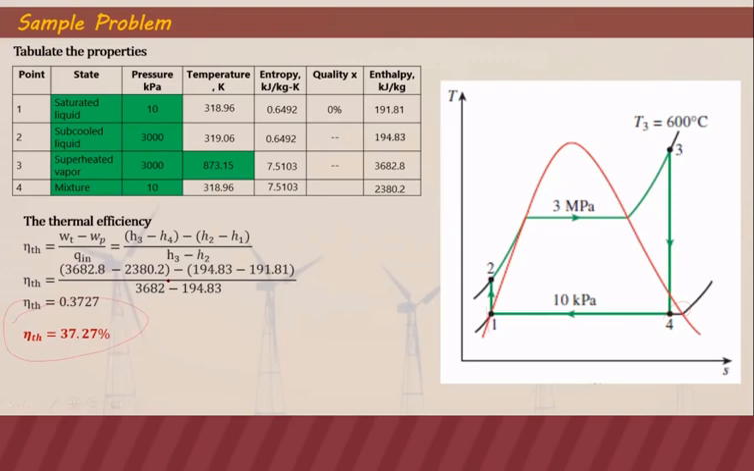So that could be a modification you can use when you work in a power plant and want to increase the efficiency. You can increase the temperature of the superheated vapor that enters the turbine.